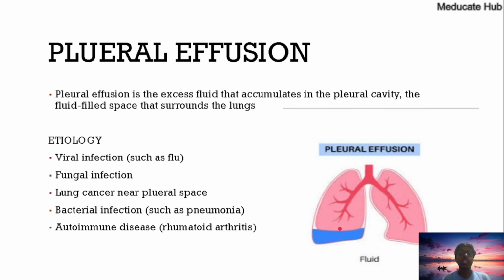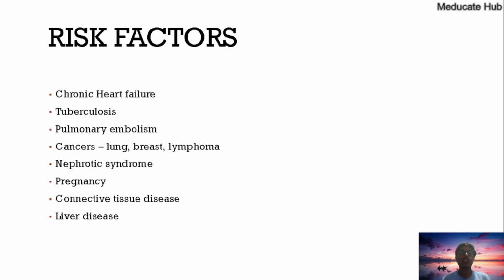Under etiology: viral infection, that is flu, fungal infection, lung cancer near the pleural space, bacterial infection such as pneumonia, and autoimmune disease, that is rheumatoid arthritis. These are all the etiology. Next, risk factors in pleural effusion: chronic heart failure, tuberculosis, pulmonary embolism, cancers like lung, breast or lymphoma, nephrotic syndrome, pregnancy, connective tissue disease, and liver disease. These are all the risk factors.